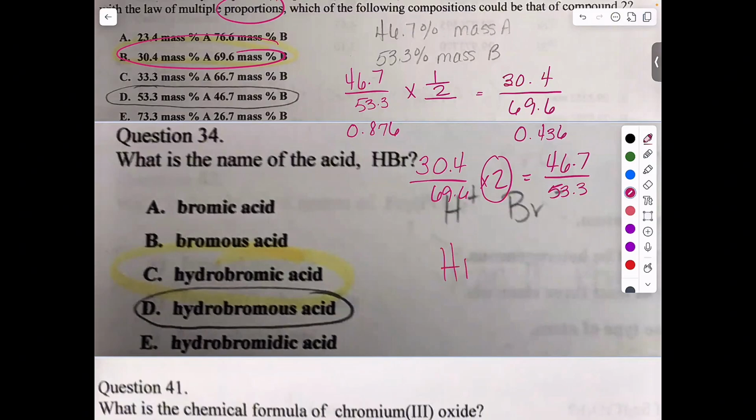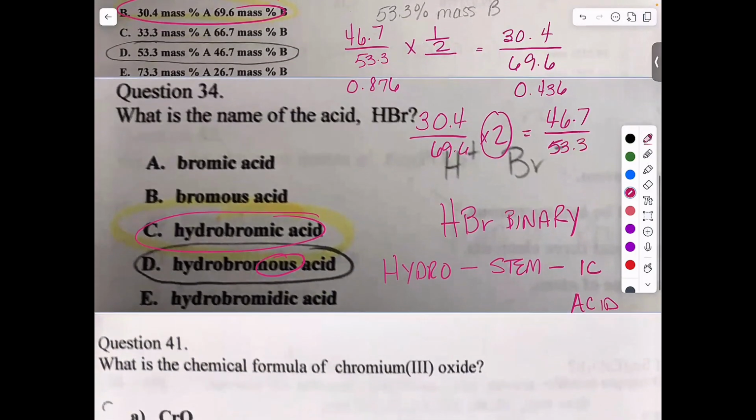So what did I do here? HBr is binary, and we know that's going to have your hydro in front, followed by your stem, followed by ic, and then of course acid. All right, so hydrobromic. I picked ous. Yikes. No, we're looking at C as your final answer. Hydrobromic acid. Okay, HBr. Binary has hydro, ends in ic, not ous.